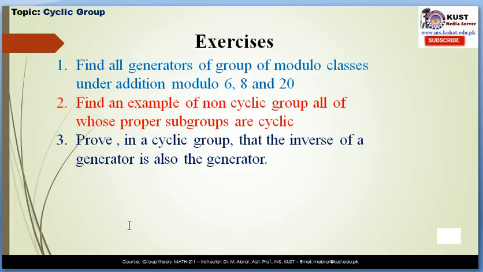Here we have some exercises. Interesting ones. In the first case you need to find the generators of Z6, Z8 and Z20. In the second exercise you need to find a non-cyclic group, a group which is not cyclic, but whose subgroups are cyclic. Very interesting. In the third part you have to prove that if a is a generator of a cyclic group G, then the inverse of that generator is also a generator of that group.